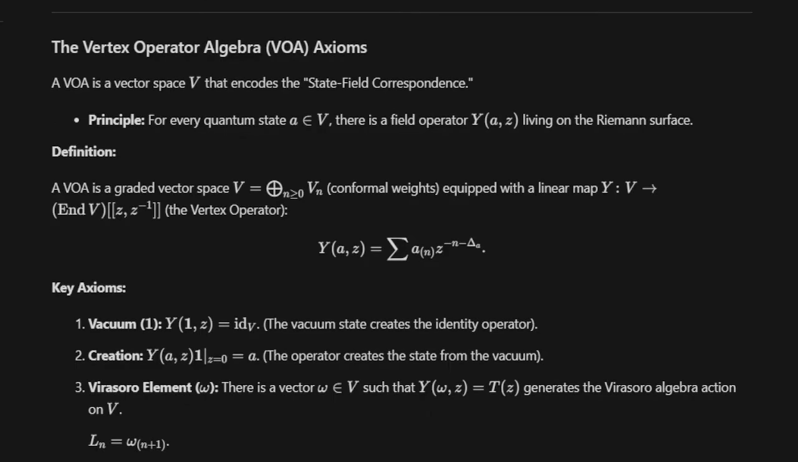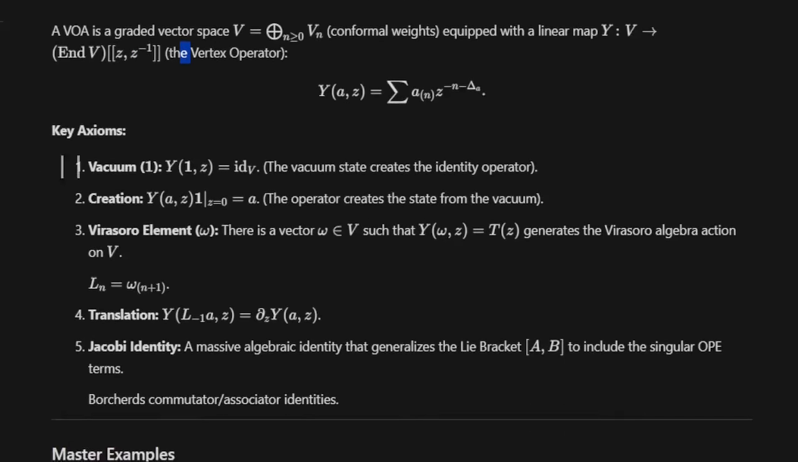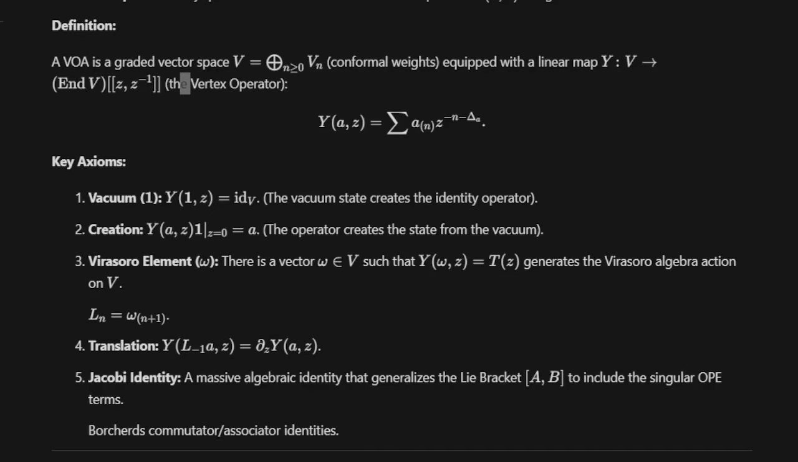And again, if we were to define this, the vertex operator algebra is a graded vector space, where we're taking the direct sum of all the vectors with conformal weights, equipped with a linear map, where V maps onto the endomorphisms of V, taking the interval from Z to Z inverse. We can then define the vertex operator that takes the state, Y(a, z), and what it does is smear that state onto a field. And the vacuum state 1, where we look at the vertex operator with a equal to 1, Y(1, z), is the identity.